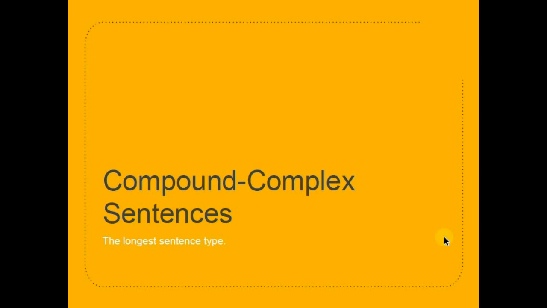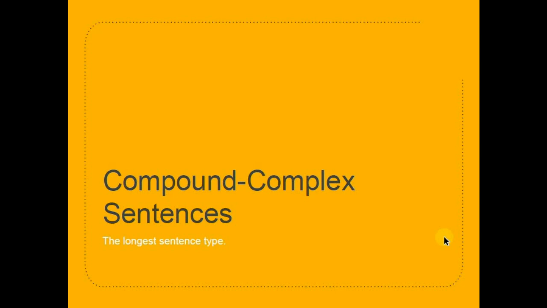Next, we're going to look at compound complex sentences. This is the longest sentence type in English, or it usually is. It is also quite a difficult one to use. It has typically more clauses than the other sentence types. It is much less common, so I'm not going to spend a lot of time going into this. It's also not a great idea to use this type of sentence if your English is at a lower level.